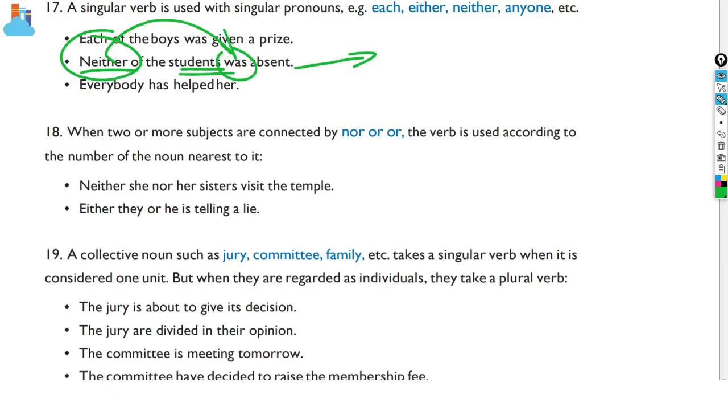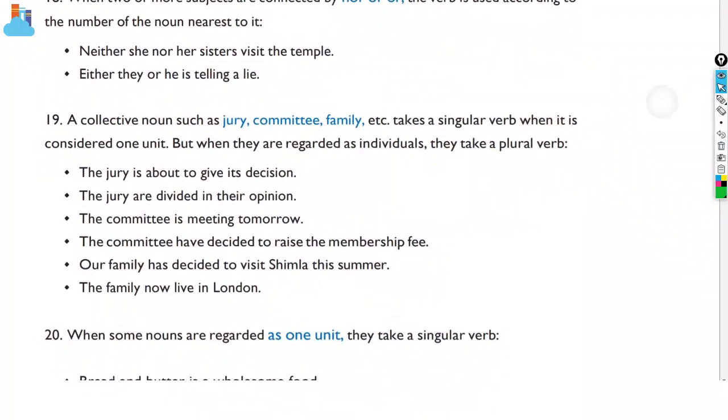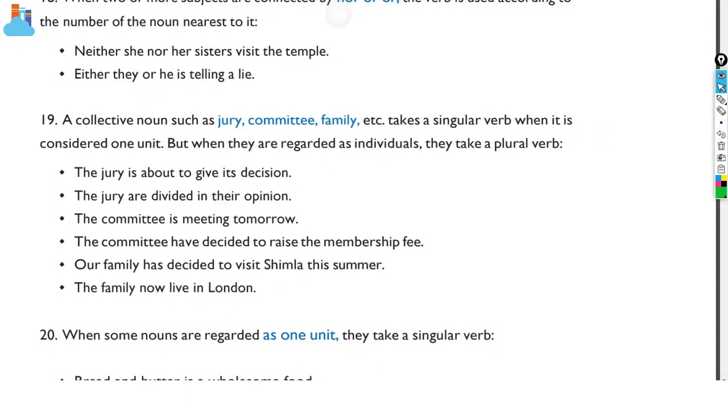Therefore now, let us come to another rule, rule number 18. So here we go, rule number 18. When two or more subjects are connected by nor or, the verb is used according to the number of the noun nearest to it. ये और बहुत मजेदार रूल है. ये रूल जो है ना, ये बहुत गौर से देखना पड़ेगा आपको.